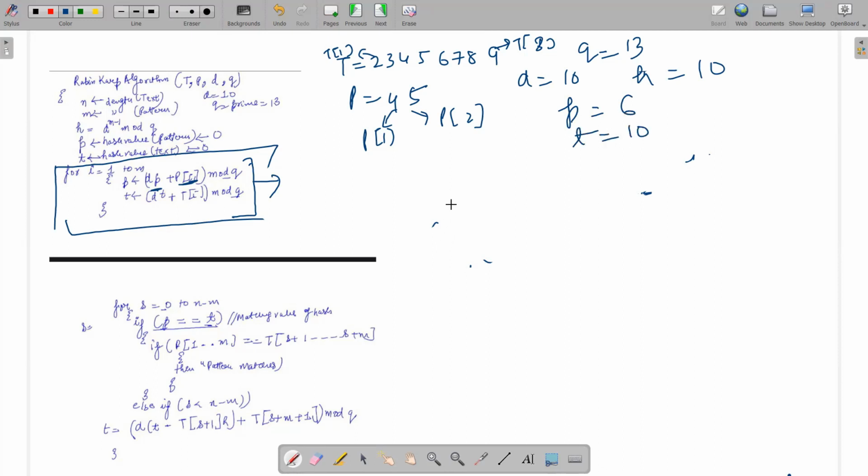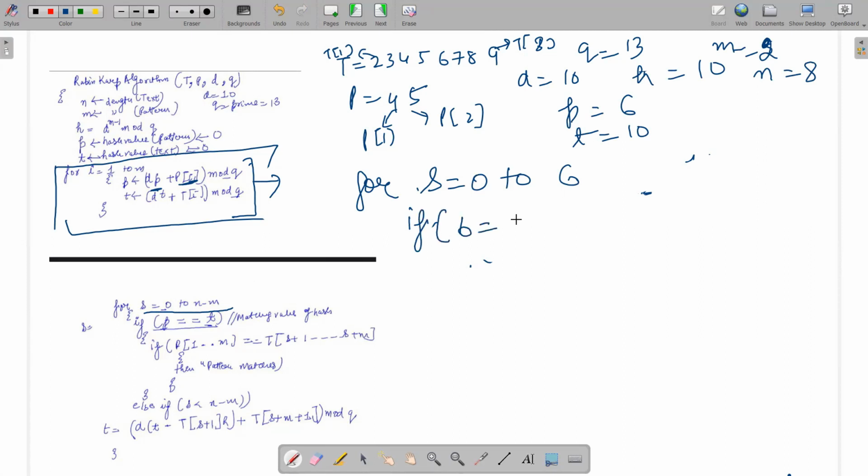Now, if I did this whole scenario, your P value was taken as 6, and T value is taken as 10. Now I'm starting the loop for s equal to 0 to n minus m. Obviously, m value is 2 and n value is 8. So for s equal to 0 to 6, I am just matching P with T s. So P, which is 6, is compared with 10. So guys, obviously 6 and 10 are not matching.